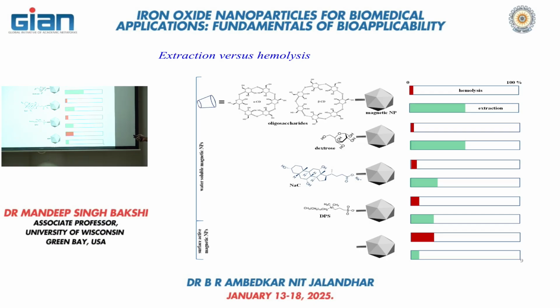So when we use dextrin, we also call oligosaccharides, means sugar molecules arranged in a cyclic arrangement. That is the meaning of oligosaccharides. So when we use such kind of molecule for the synthesis of the magnetic nanoparticle, there is the least hemolysis, maximum extraction. More than 50% of the extraction, right? Take dextrose.